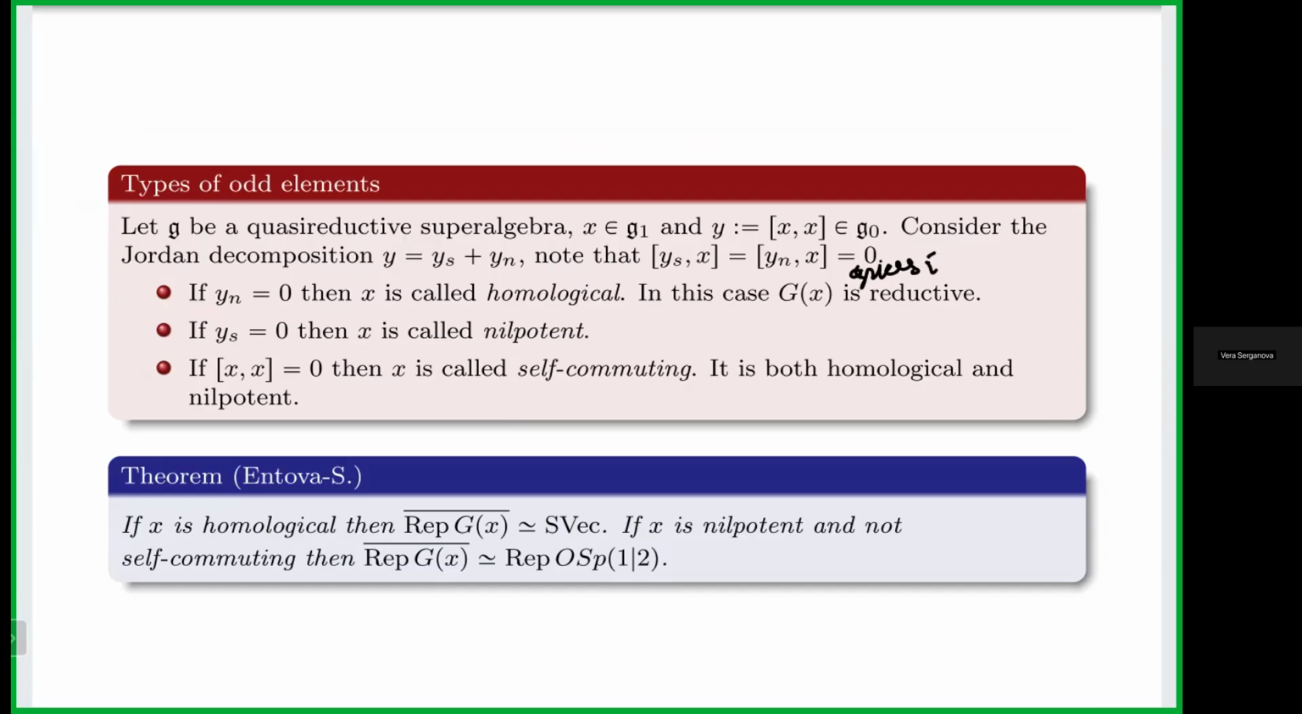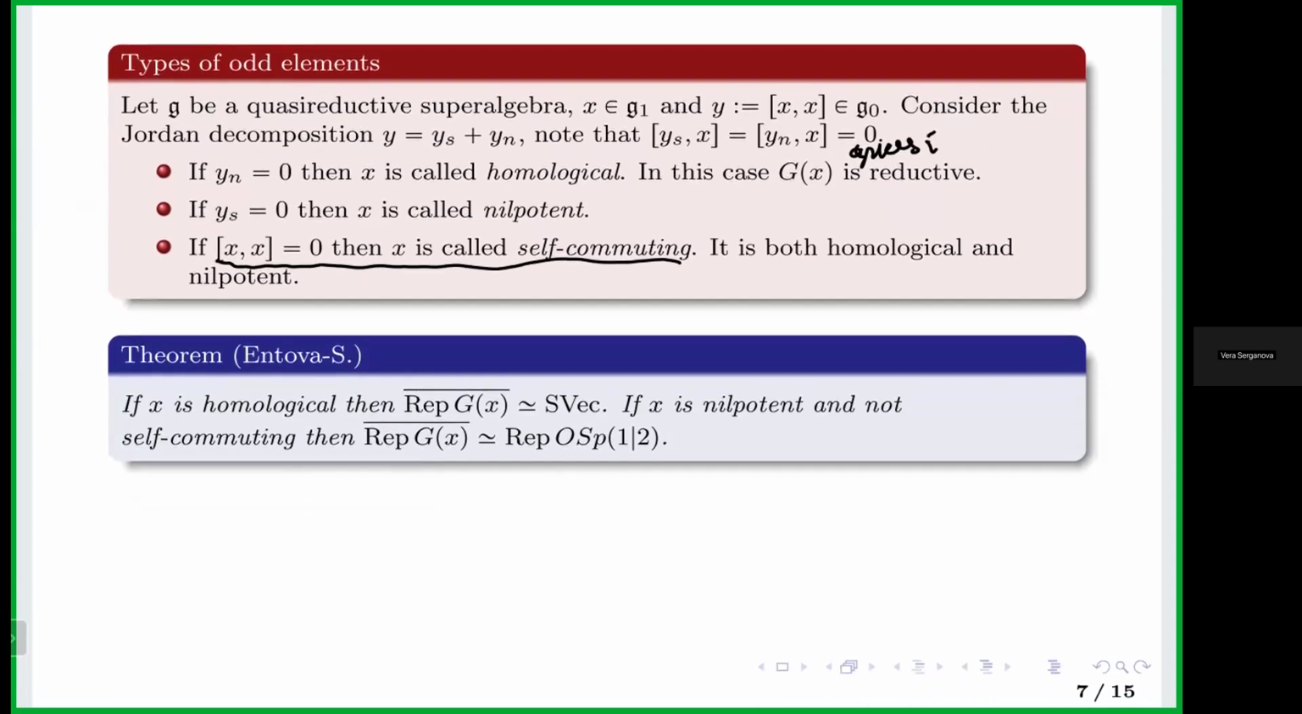The opposite situation: if Y_s, the semi-simple part of Y, is 0, then X is called nilpotent. And actually X acts nilpotently on any representation of the supergroup G. And if both Y_s and Y_n are 0, then this element is called self-commuting, the term is clear, right? It's both homological and nilpotent.